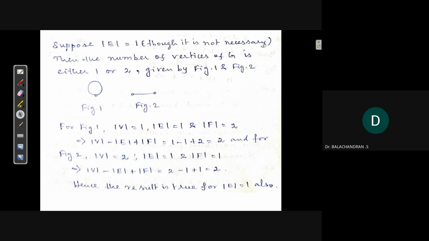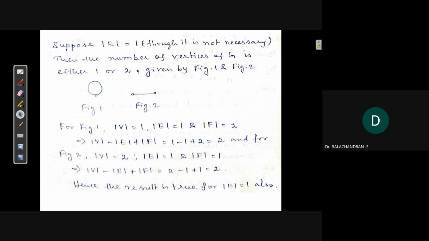So though it is not necessary, actually this case is not necessary, but it is better to write. Okay. So then the number of vertices of G. What is the number of vertices of G? It is either 1 in this case, or 2 in this case.